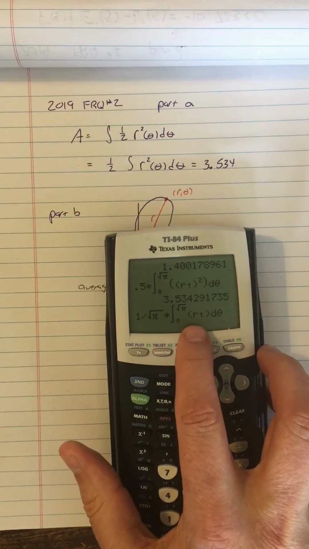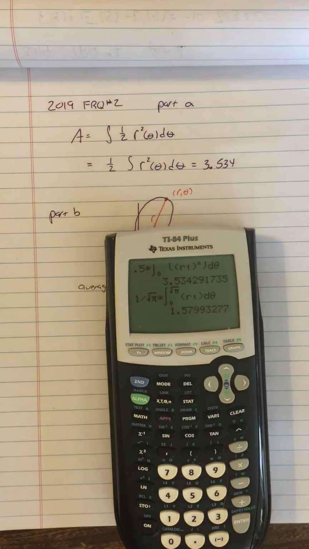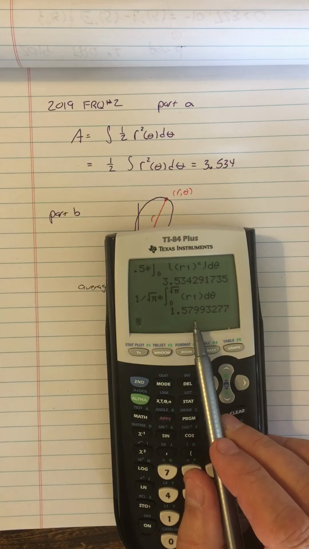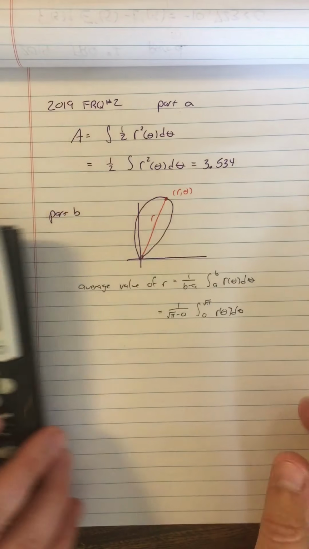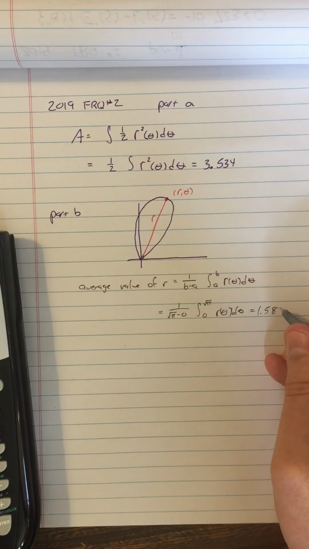So again, I'm taking advantage of the fact that my r1, I already have that in a function. So I can just hit enter and it should give me the value, which is 1.5799. I'm under my restriction to round or truncate to 3 decimal places, so I could put 1.579, but I'm going to go ahead and put 1.580, and that's it for that part.